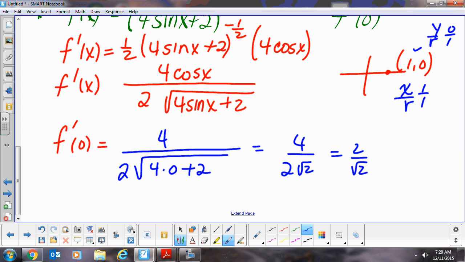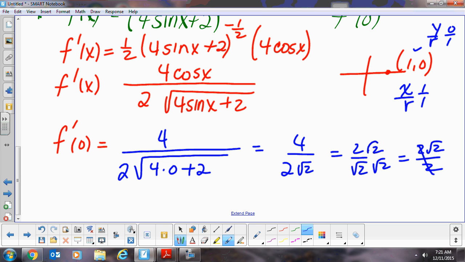Was that one of their answers? No. So what do you need to be able to do? Rationalize. So you're going to get 2 square root of 2 over 2. Was that one of their answers? What do you have to do? Simplify.